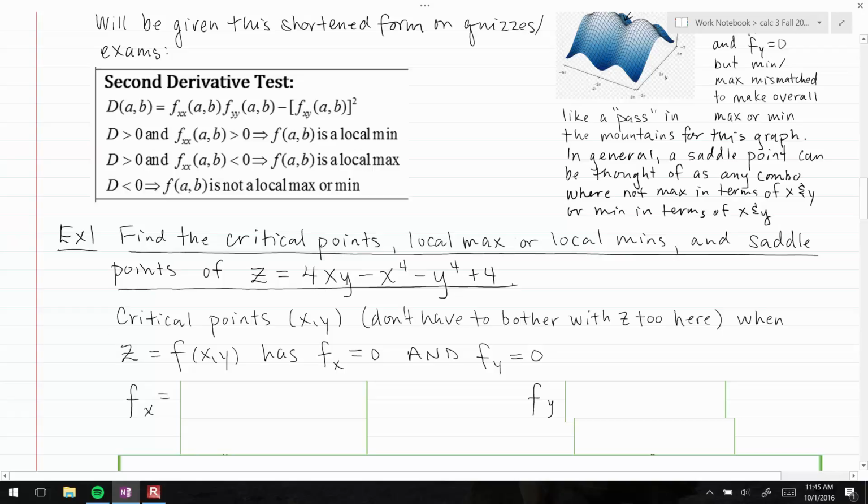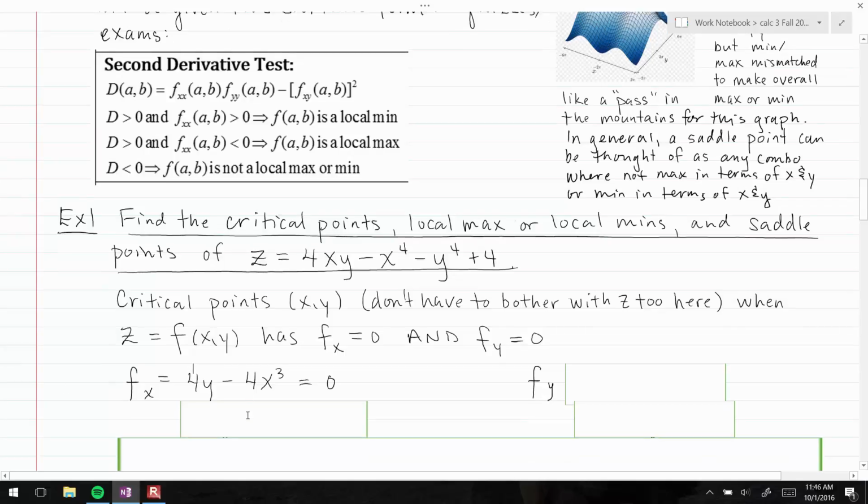Here, having x be a variable and y held fixed, we just get 4y. The derivative of x is 1, and the rest is treated as a constant out front with the constant multiple rule. Then the partial of minus x to the fourth is minus 4x cubed. The minus y to the fourth is just a constant, so when you take the partial derivative, it's 0, and plus 4 is 0. So we get something that's not so bad.